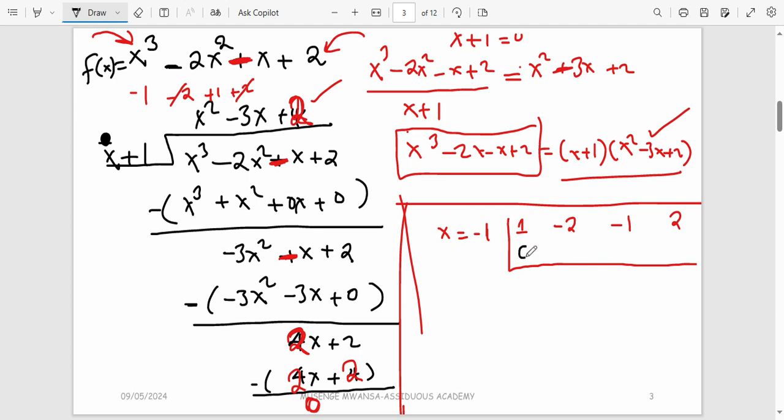Just put a 0 down here and then add 1 plus 0, you get a 1. This one that you get, multiply with the negative 1 on top, that will give you a negative 1. Again add negative 2 plus negative 1, that will give you a negative 3.